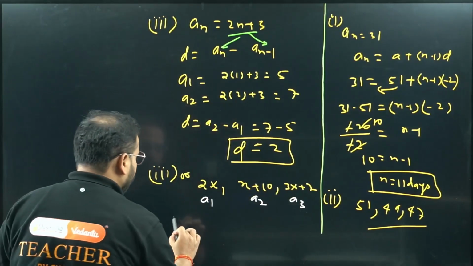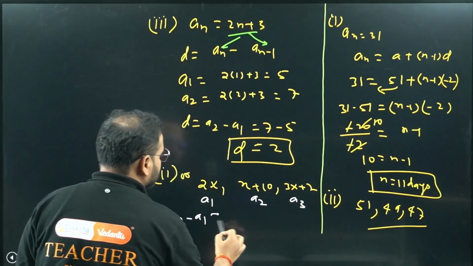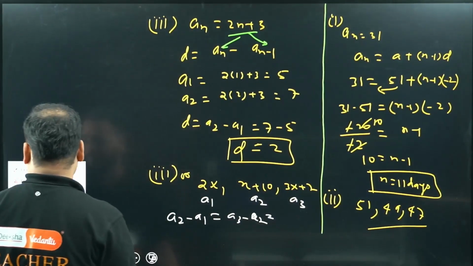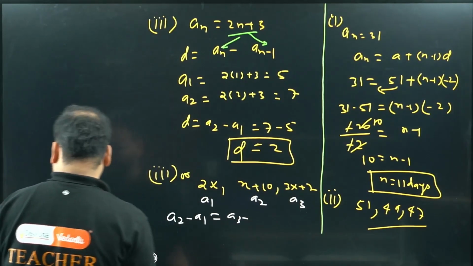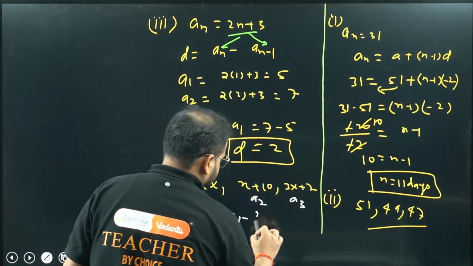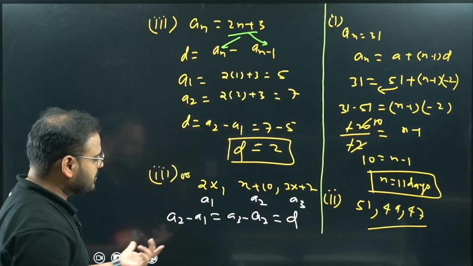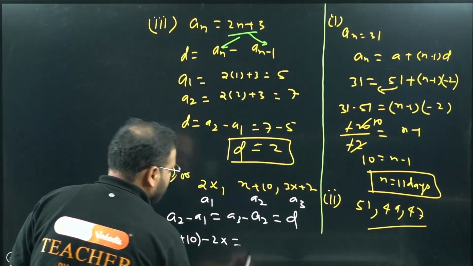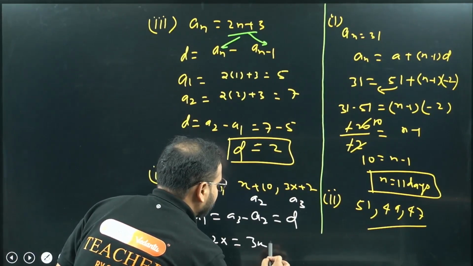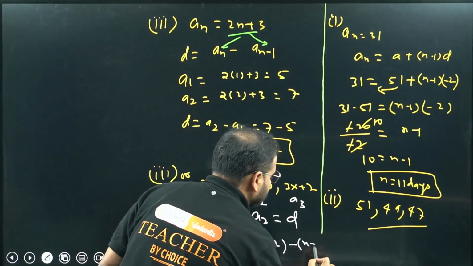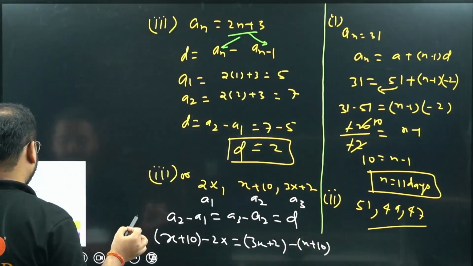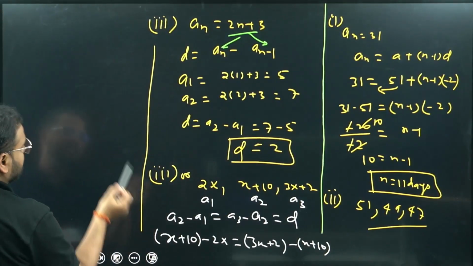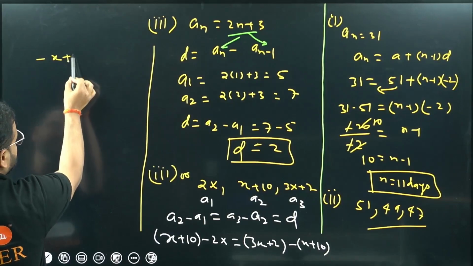How do you solve it? a2 minus a1 equals a3 minus a2. How come? The definition of common difference, please check. x plus 10 minus 2x equals 3x plus 2 minus (x plus 10). The last step I'll write over here. x plus 10 minus 2x is how much? It is going to be minus x plus 10.